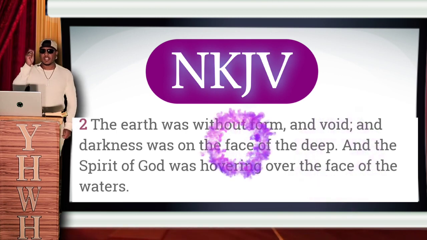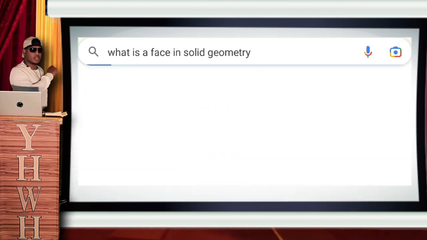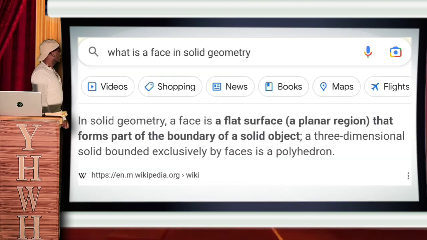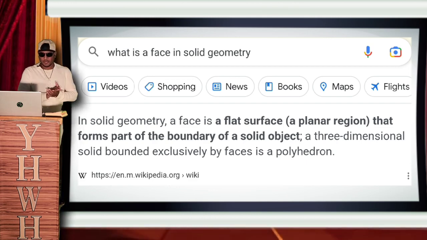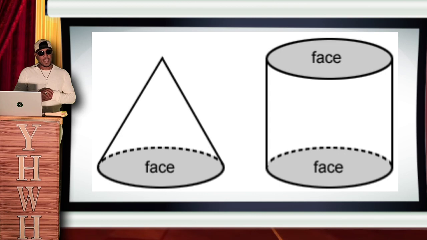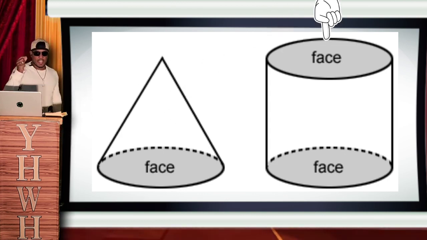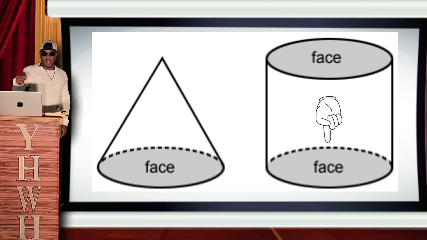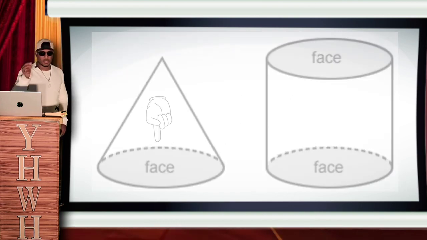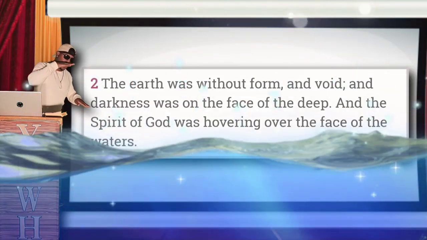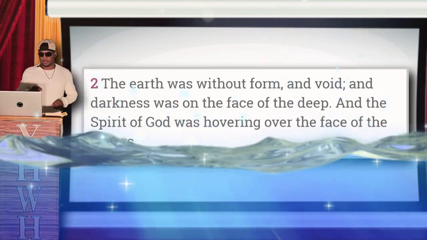What is a face in solid geometry? According to Wikipedia, in solid geometry, a face is a flat surface that forms part of the boundary of a solid object. A flat surface. So, if a face in solid geometry means a flat surface, that means God was hovering over the flatness of the waters. Okay?